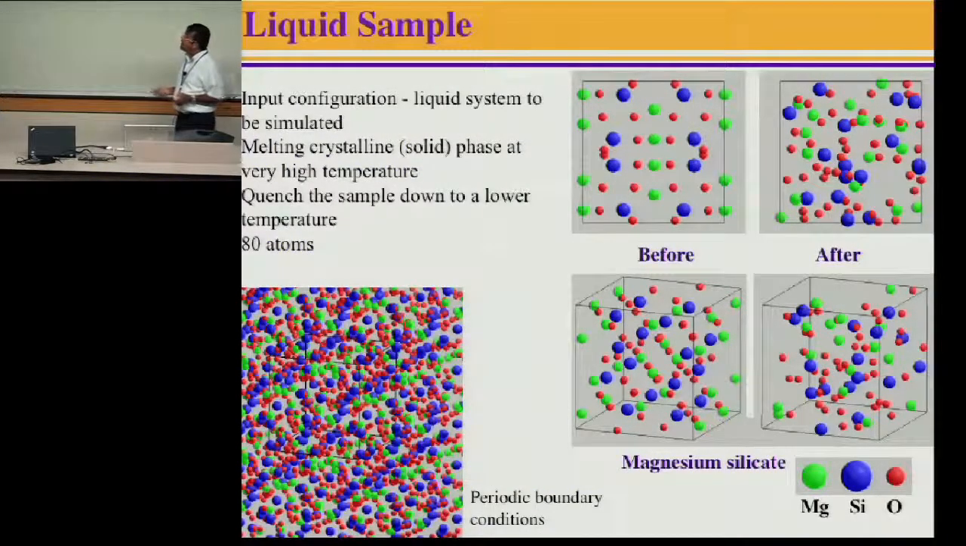So just showing for liquid MgSiO3, this is before, crystalline, then melt. This is just a rotated view, and you use a periodic boundary condition, so it is equivalent to a bulk system.